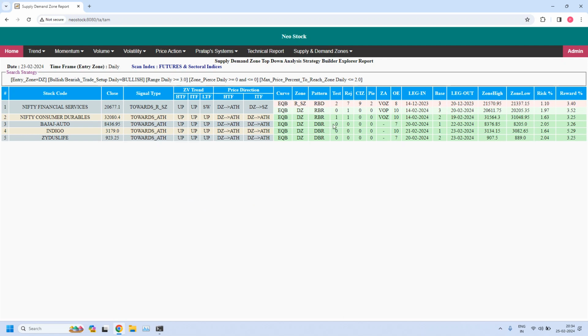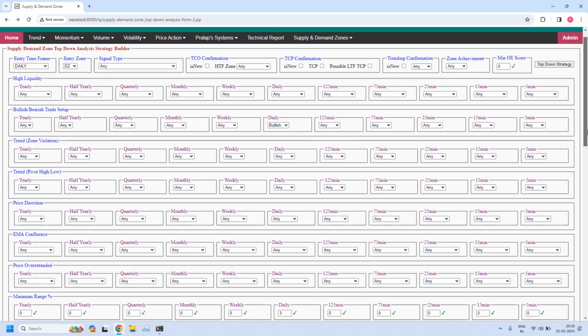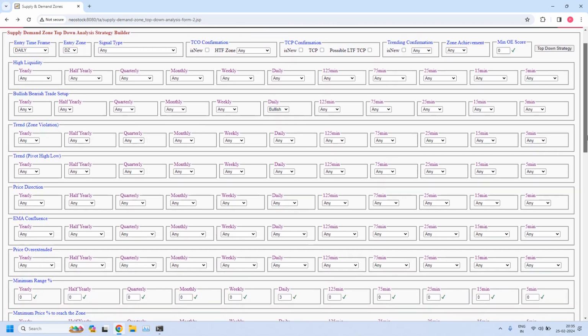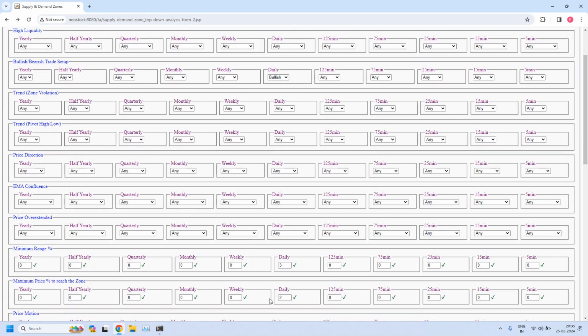And some of these zones are tested zones. If any zone is tested, mostly try to avoid. If it is a high liquidity zone, yes, you can plan your trade. But even with 2%, we got a very small list. Let me check near to the 3%. That means if the price is down by 3% tomorrow, we will get an entry. So in maximum price percent to reach the zone, I am changing on daily, 2% to 3%.